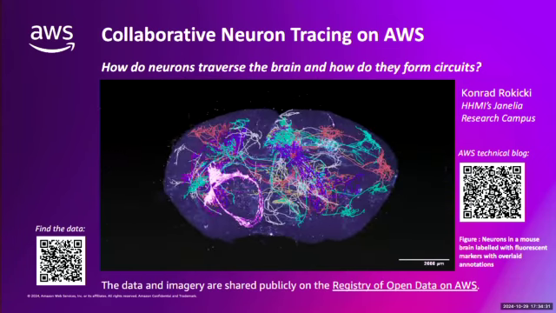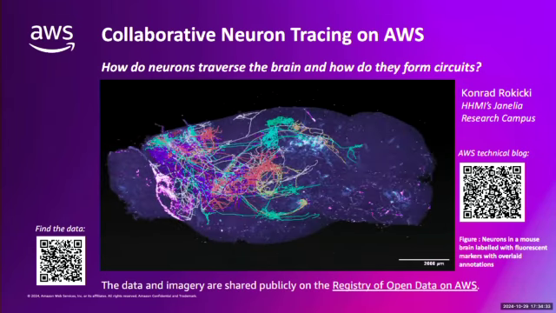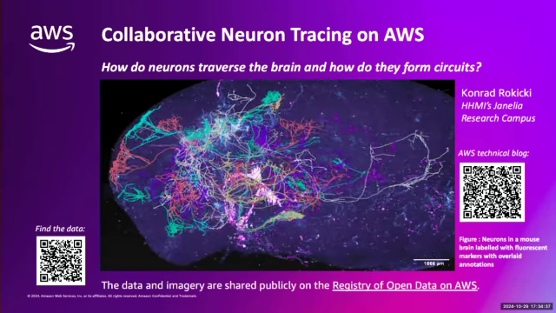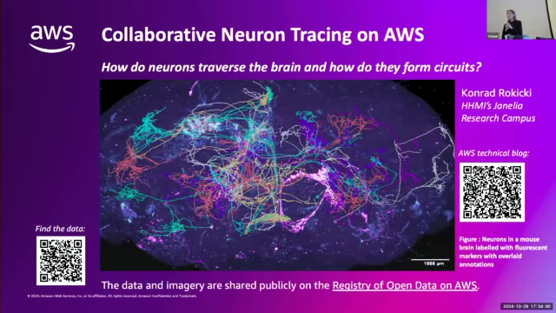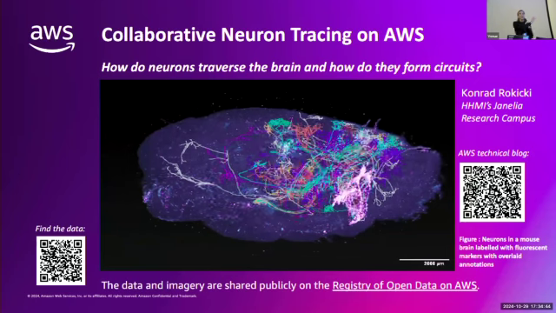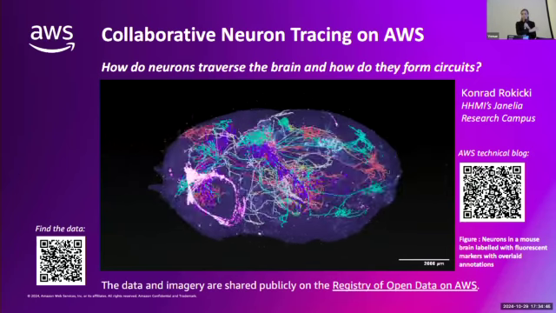And to address these issues, we moved the large brain image volumes to AWS, and we brought essentially the users, the researchers, and their collaborators to the cloud to do the analysis and access the data using Amazon AppStream 2.0. And you can read the technical blog where you can also see the reference architecture. And you can also find directly the data itself.